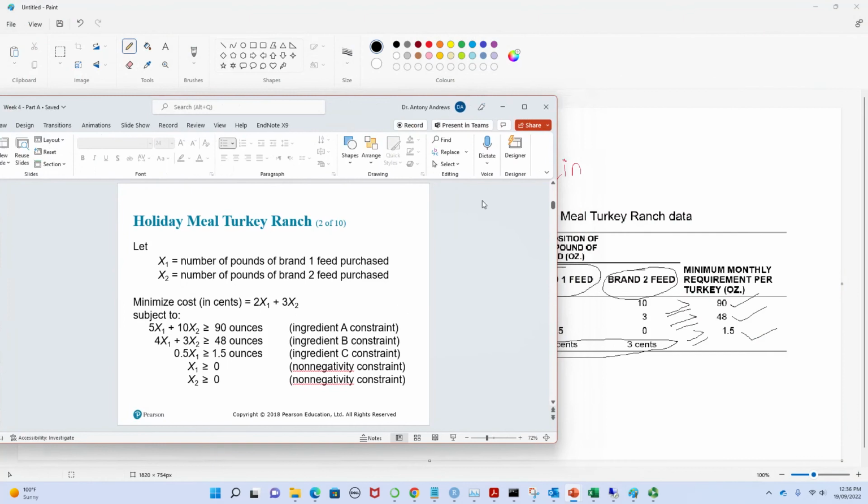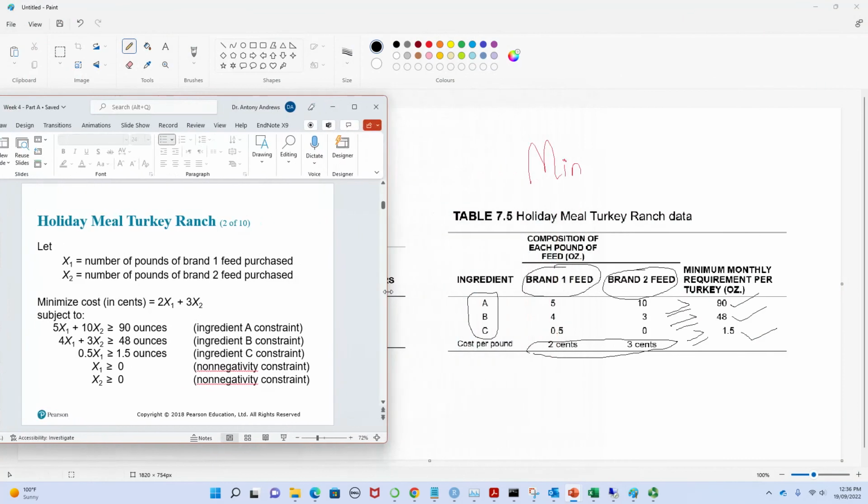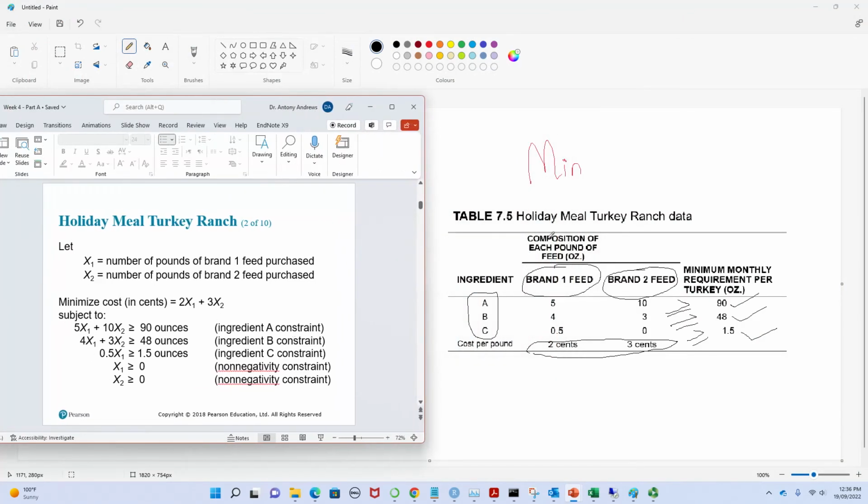Have a look here. Let me make it so you can see both. Let's give it a name here. There we have T and C, tables and chairs, in the maximization problem. Here we'll call brand 1 X1 and brand 2 X2.